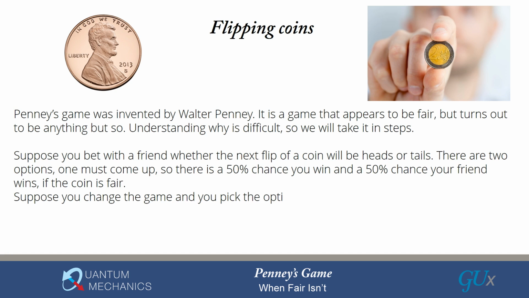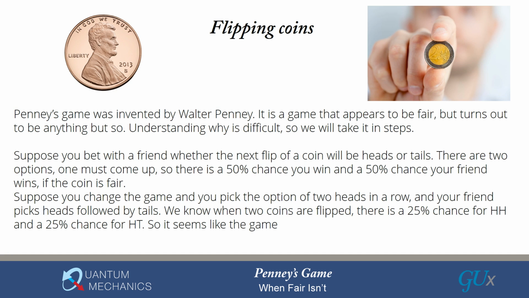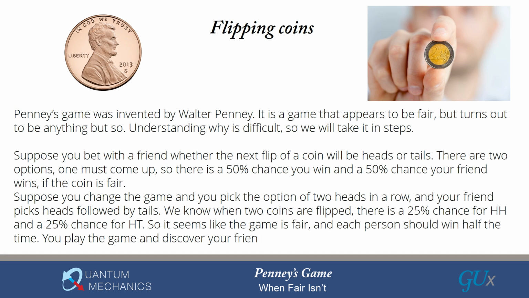Suppose instead you change the game and you pick the option of 2 heads in a row, and your friend picks the option of heads followed by tails. Now, we know by just looking at the probabilities when 2 coins are flipped that there's a 25% chance for heads, heads to come up, and there's a 25% chance for heads, tails to come up. So it seems like this game is also completely fair, just like the case with single heads. And each person should win half of the time. So you go ahead and you play the game, and you rapidly discover that your friend consistently wins more than you. Why is this the case?